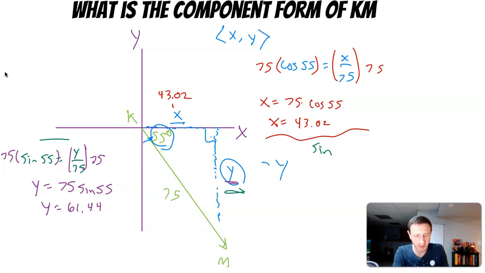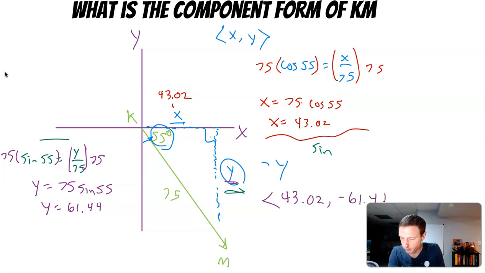Like I said though, we're talking about the vector, so that y value needs to be negative. So our component form is going to be 43.02, and then negative 61.44. You could round it off a little bit more, but I'm just going to leave it as that. So that would be the component form of Km. Hope this helps.